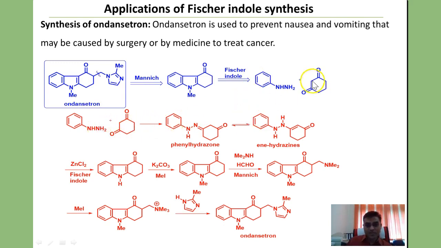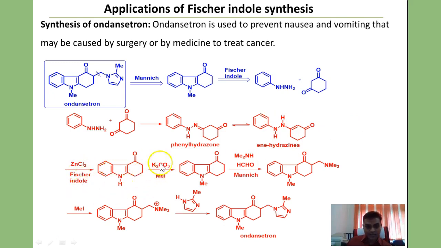So let us now perform the Fischer indole synthesis first of all. Phenylhydrazine with 1,3-cyclohexanedione will give this phenylhydrazone. It exists in tautomeric form as the enehydrazine. It undergoes Fischer indole cyclization in the presence of ZnCl2. We get this indole derivative.